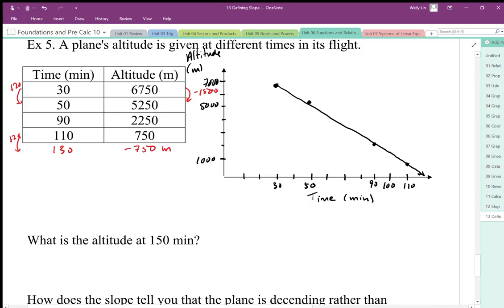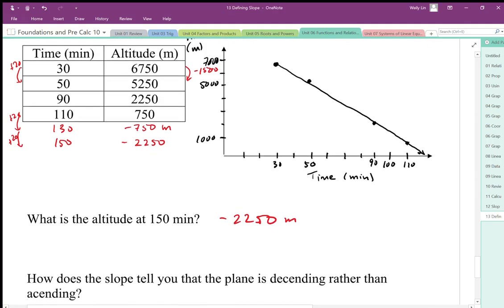If I were to continue this pattern, adding another 20 minutes to 150 minutes, we're going to be even further down into the ground. So negative 2,250 meters, which is really impossible. But based on the pattern, that's going to be my altitude at 150 minutes. It looks like I crashed well before then, though.